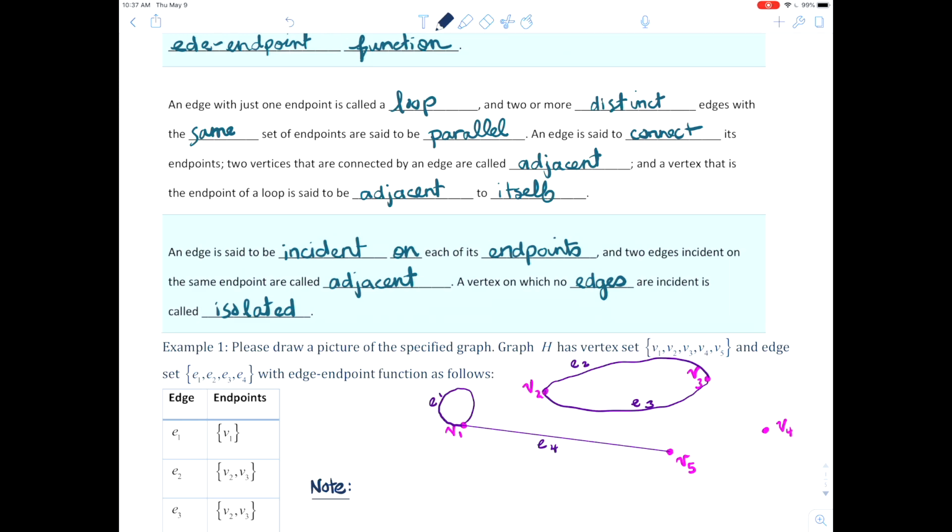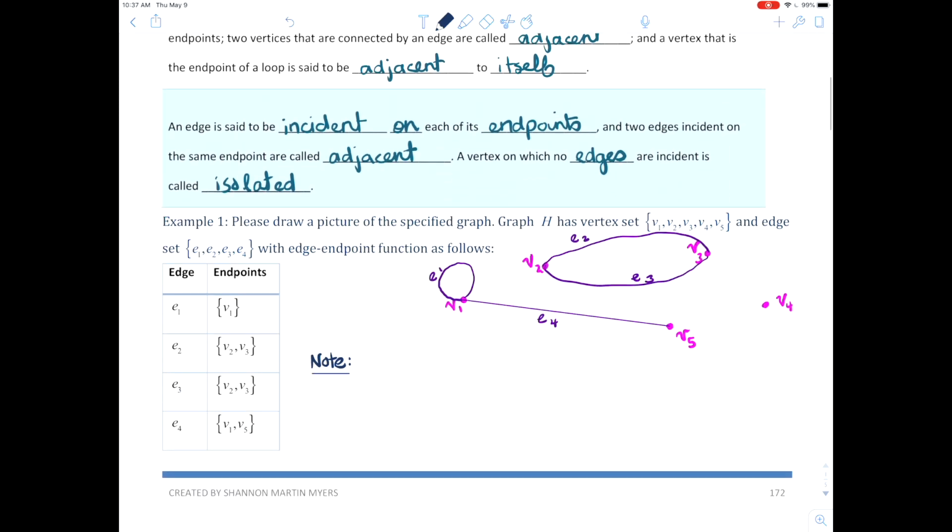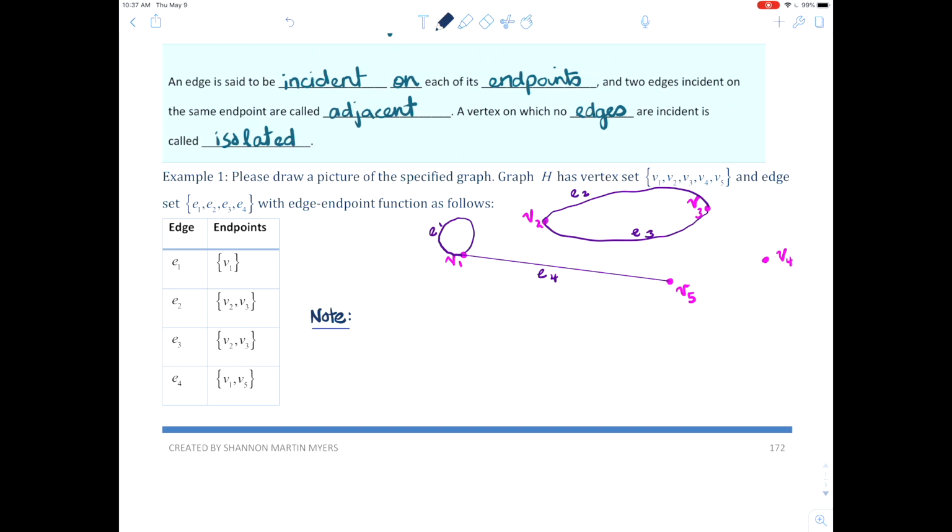Two or more distinct edges with the same set of endpoints are parallel. So do you see that happens with E2 and E3? They both have the same set of endpoints and they are distinct, right? So E2 and E3 are parallel. And we've said some of these things in words, or verbally.